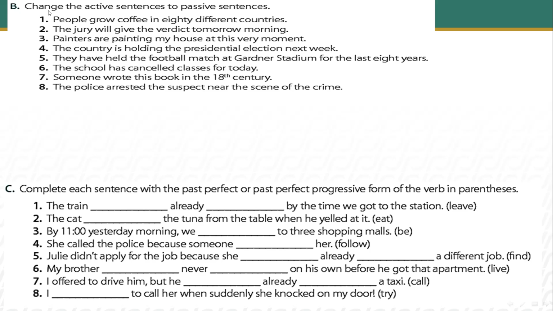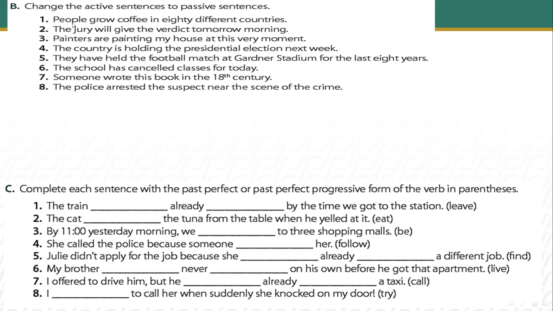In this exercise, we need to change these active sentences from 1 to 8 into passive sentences. To remind you of the passive, we use the verb to be in the tense of the sentence and the past participle of the main verb. علشان نحول الجملة من مبني المعلوم لمبني المجهول نستخدم verb to be في زمن الجملة ثم التصريف الثالث للفعل.